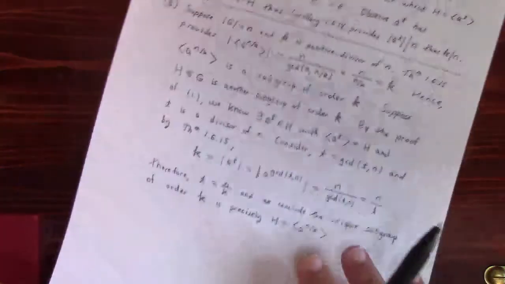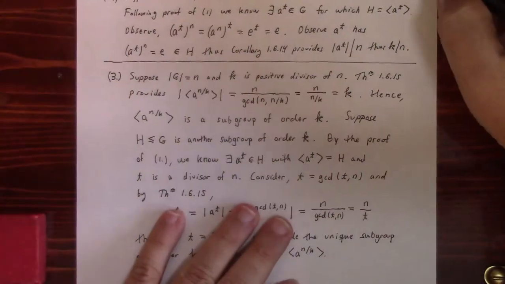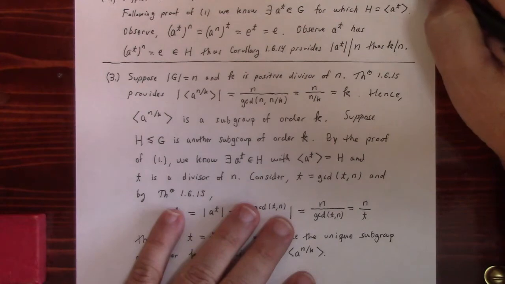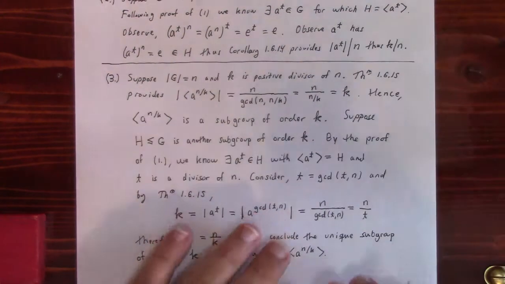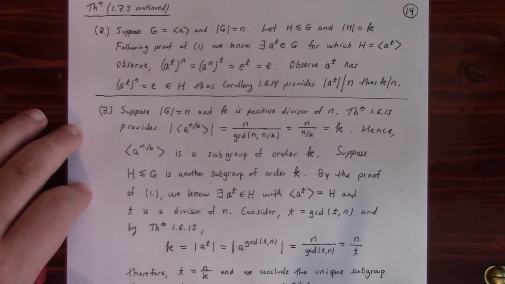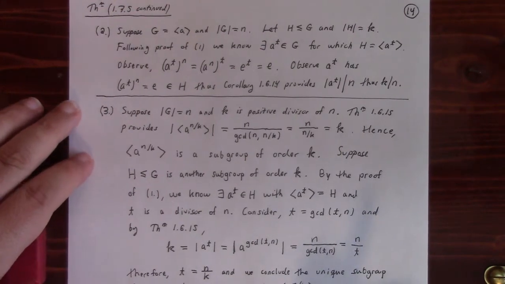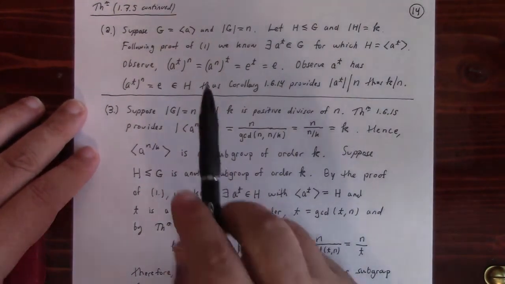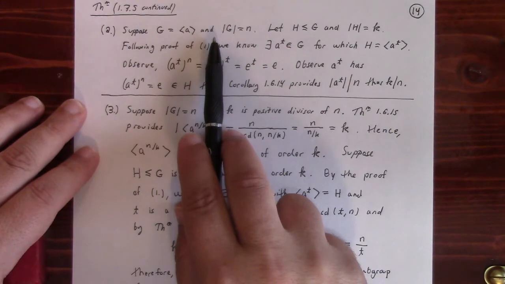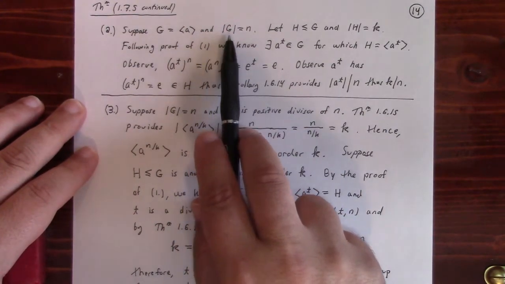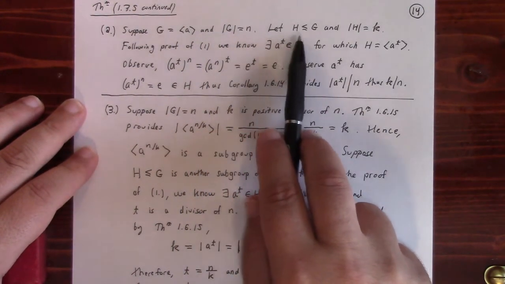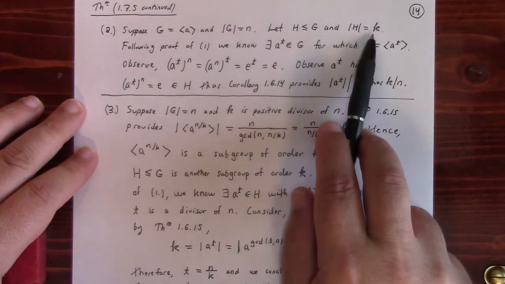That brings us to page 14, my unending handout. So continuing our proof of the fundamental theorem of cyclic groups. Suppose that G is generated by a and that the order of G is n, H is a subgroup, and the order of H is k.